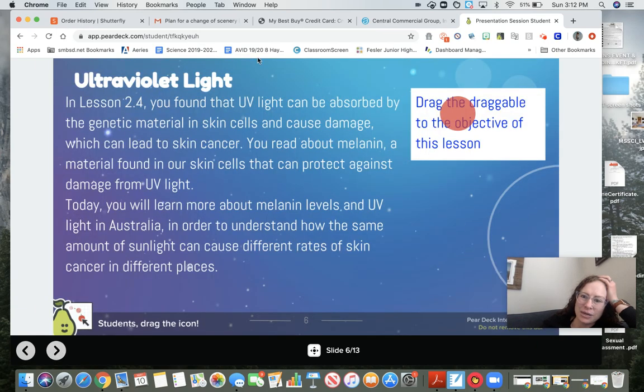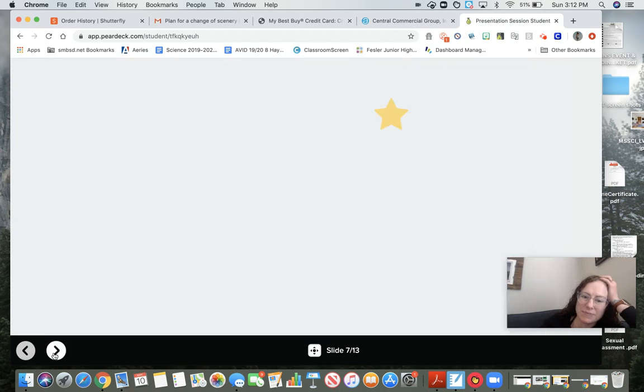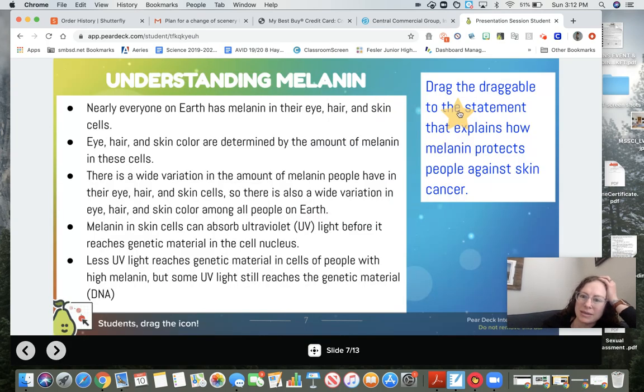All right, so in case you haven't seen Pear Deck before, this is one of the interactive things. This is the draggable. You need to drag it. It says drag the draggable to the objective of the lesson. So you need to read the slide yourself and then drag this to where it goes. Same with this one. We're going to drag the draggable to the statement that explains how melanin protects against skin cancer. So these were some review facts about melanin that we learned last week and the week before. But which one is explaining why exactly it protects against skin cancer?